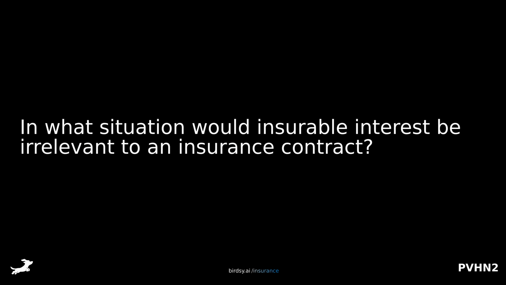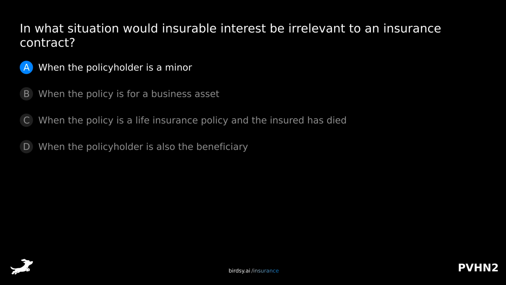In what situation would insurable interest be irrelevant to an insurance contract? Is it A, when the policyholder is a minor? B, when the policy is for a business asset? C, when the policy is a life insurance policy and the insured has died? Or D, when the policyholder is also the beneficiary? The answer is C, when the policy is a life insurance policy and the insured has died.